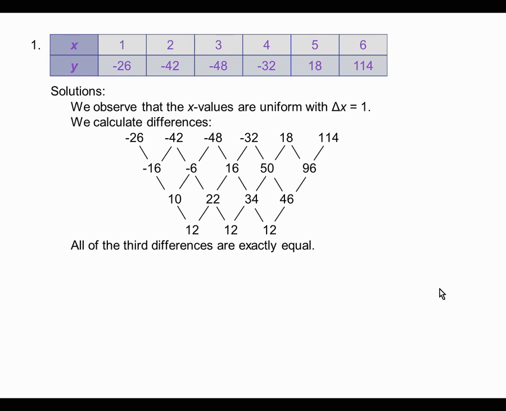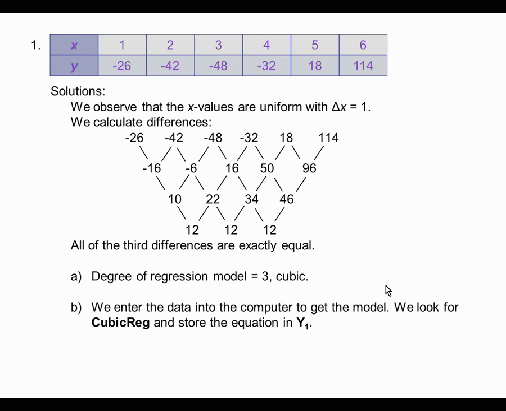So you can start answering the questions. Part A, third differences are all equal. The best model is a degree 3, or cubic. We will be doing cubic regression. For part B, the actual regression, we don't need to worry about round off because, again, they're all exactly equal.